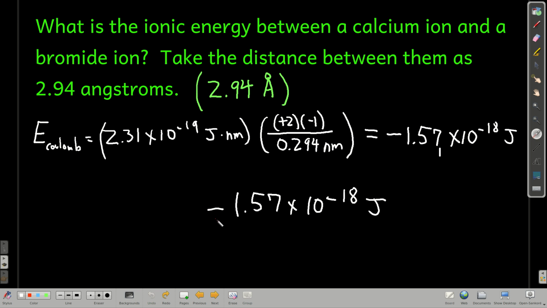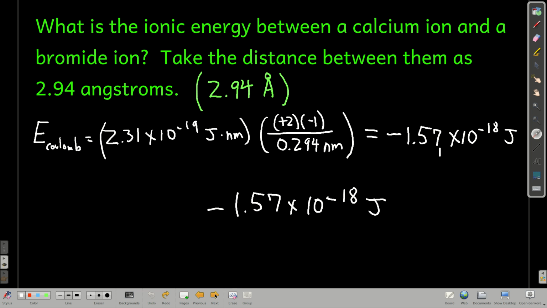If we got a positive number, how would we do that? Well, if both of these were positive, or if both were negative. If we had an anion and an anion, or a cation and a cation, the energy of interaction, the Coulombic energy, would be positive, and that's repulsive, not stable.